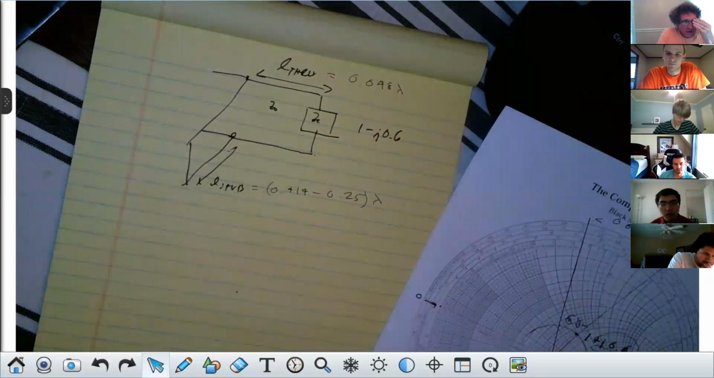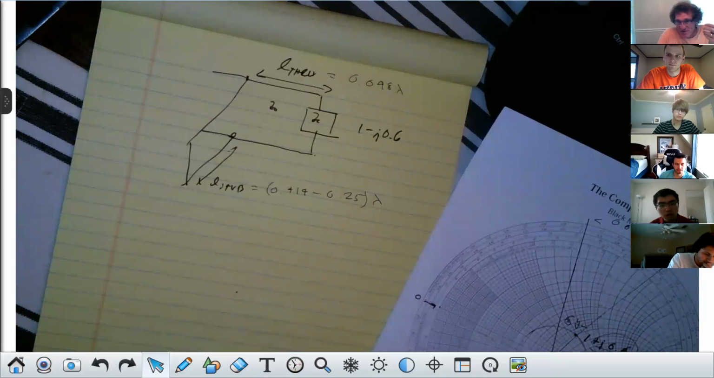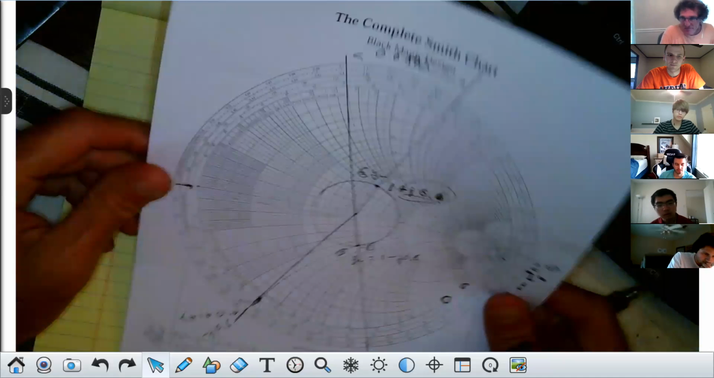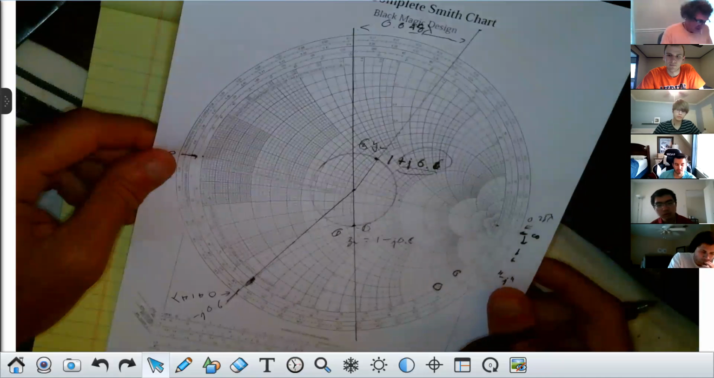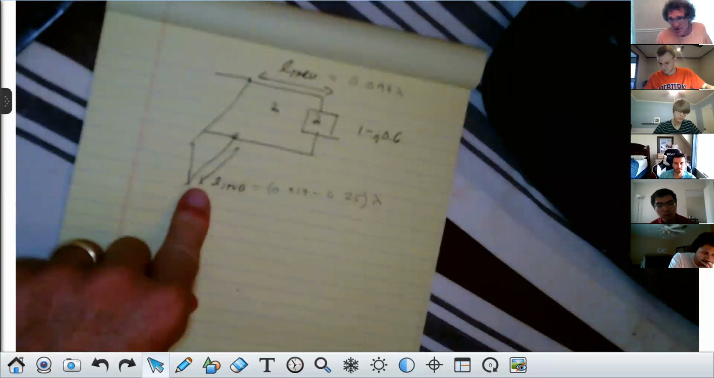And I don't mind the whole world looking at these things if they want, because frankly, there are so many lectures on Smith charts and transmission lines out there. Mine is just inconsequential. Now that's with a shunt stub. I mean, with a short circuit shunt stub, right?